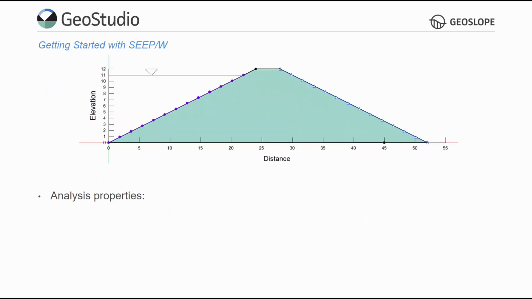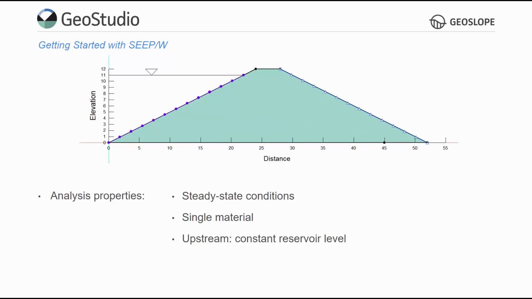This tutorial considers steady-state seepage through an embankment dam comprised of a single material. The upstream reservoir has a constant head of 11 meters. Seepage may leave the dam along the downstream face, and we will create a second analysis to consider the influence of a toe drain on the downstream side of the dam.